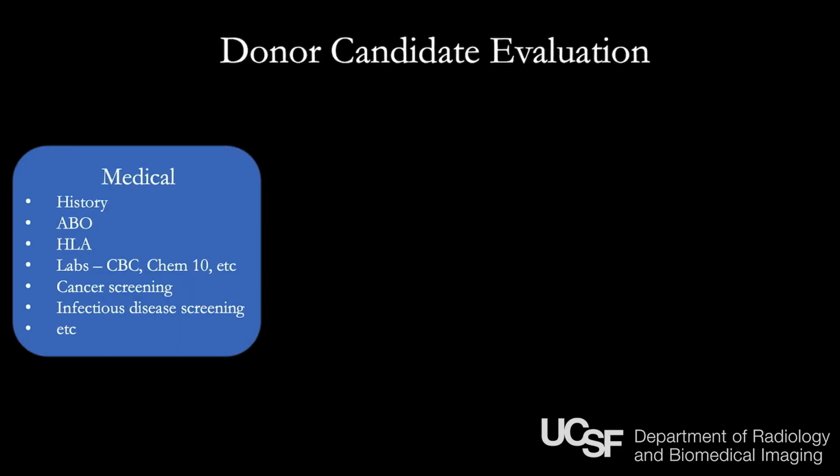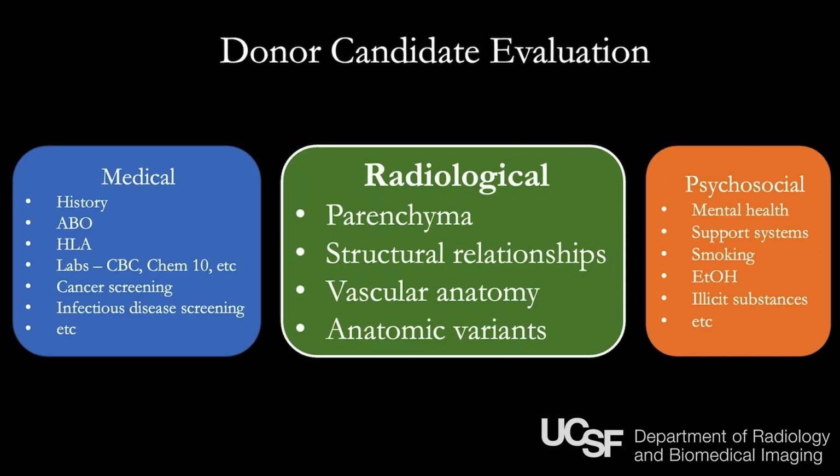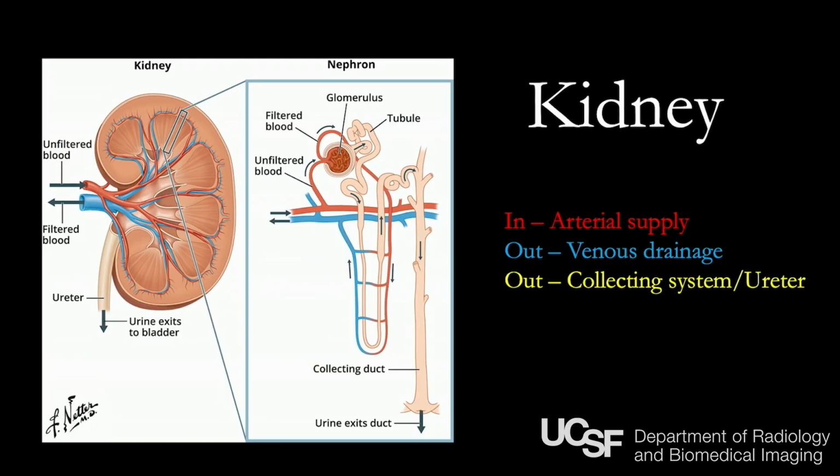All right, so the donor candidate evaluation really is kind of this tripartite thing. Of course, there's a medical evaluation, right? Patient history, blood type, labs, cancer and infectious disease screening, et cetera. And then there's a psychosocial component of this: mental health, what kind of support systems, illicit substance use, alcohol and tobacco use, other things like that, things that really dictate how well this might go in terms of an ongoing patient management strategy. But really the large one here that we're going to talk about is the radiological evaluation. And that's, of course, again, evaluation of the parenchyma, its structural relationships to other things in the abdomen, vascular anatomy, and the anatomic variants.